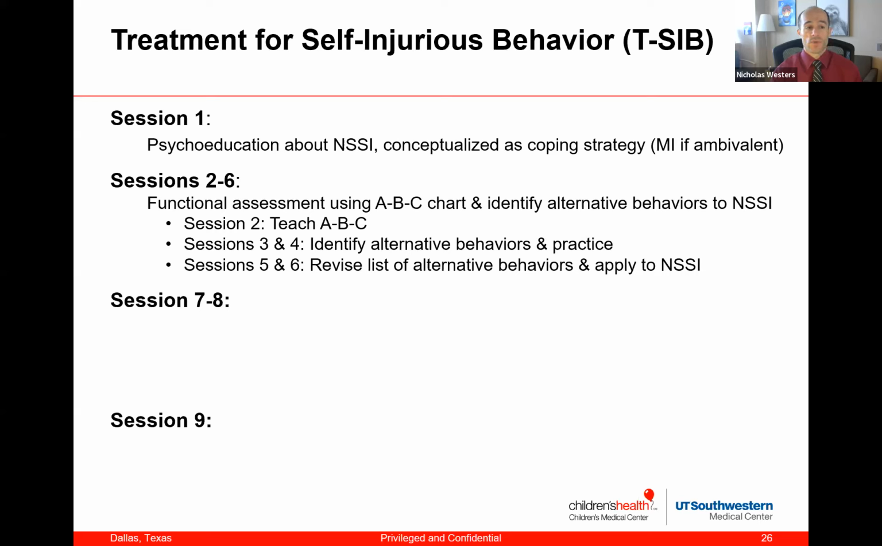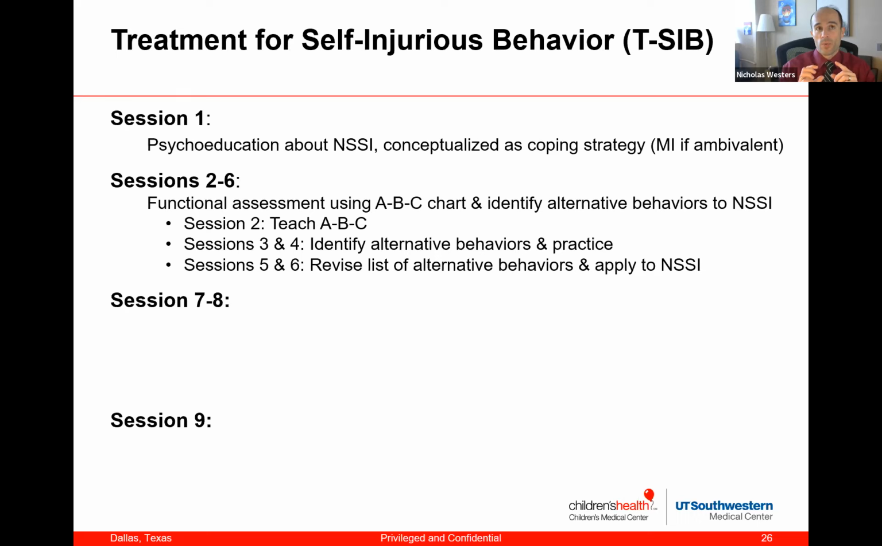And then in sessions 2 through 6, you hone in and do a lot of functional assessments using the ABC model, antecedent, behavior, consequences, and then identifying alternative behaviors to self-injury, which goes back to my earlier comment in the first hour on exploring the reasons for self-injury. I use the word reasons, but really it's the functions of the behavior. Like I said, the greater the number of functions, the greater the likelihood of attempting suicide.